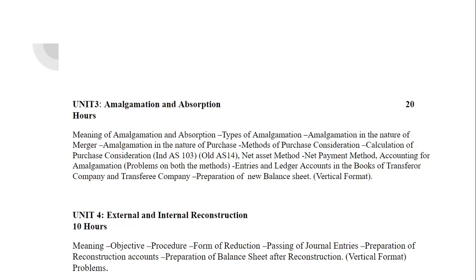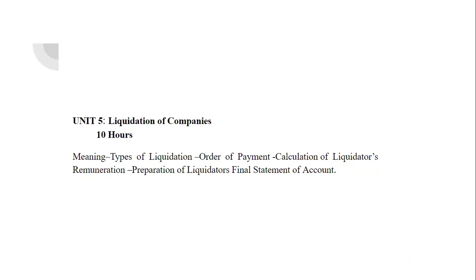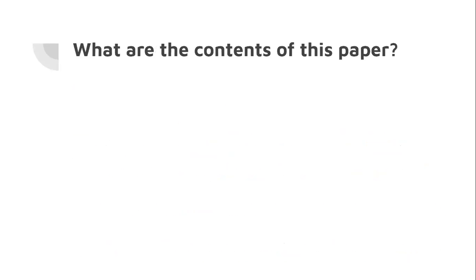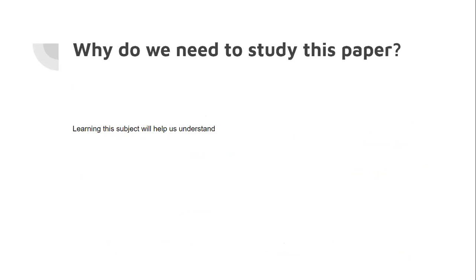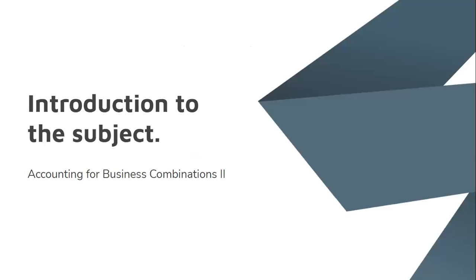Unit 4 is external and internal reconstruction. Again, we will be understanding the meaning, objective, procedure, what are the different journal entries that have to be passed, and eventually the preparation of the balance sheet. The last unit is liquidation of companies, meaning types of liquidation, calculation of a liquidator's remuneration, and preparation of a liquidator's final statement of accounts. So these are the things that we will be studying in this new subject called Accounting for Business Combinations 2.